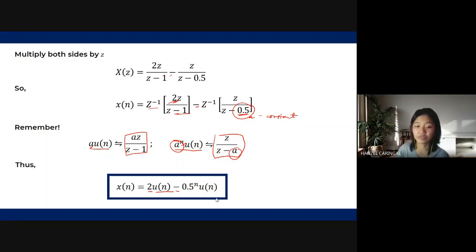Therefore, the inverse Z transform of our given function is just equal to this boxed equation. So x of n is equal to 2 u of n minus 0.5 raised to n u of n.